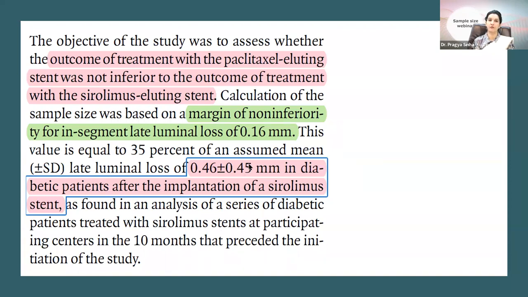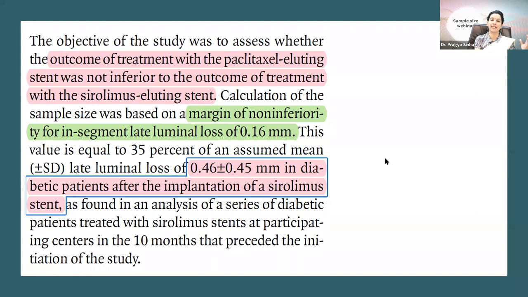So maybe on the basis of a pilot project or some observation, they have set this margin. If you add these two, 0.46 plus 0.16, the total will be 0.62. So they are ready to accept the luminal loss up to 0.62, because 0.46 is the luminal loss with the new drug, sirolimus, also. But with paclitaxel they are ready to accept even a luminal loss of 0.62.